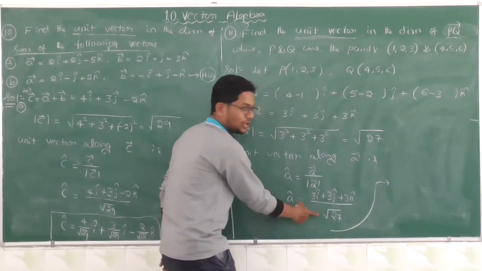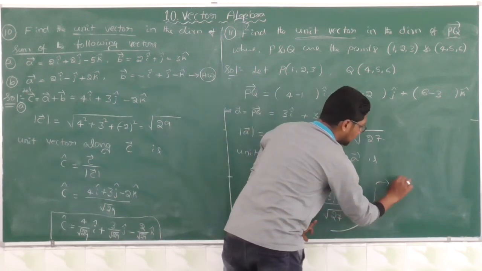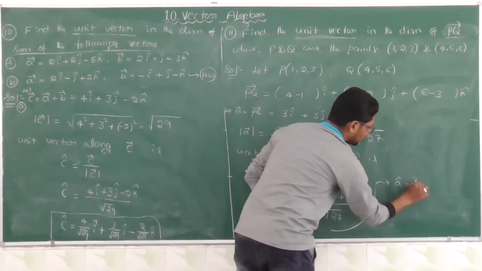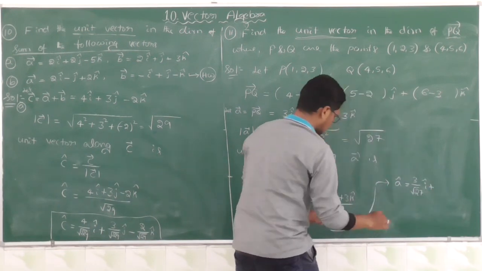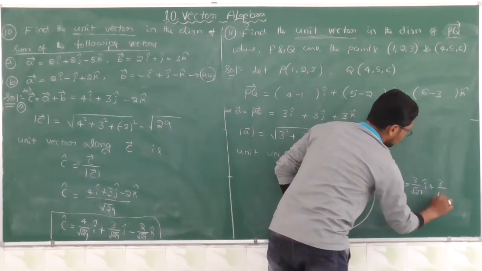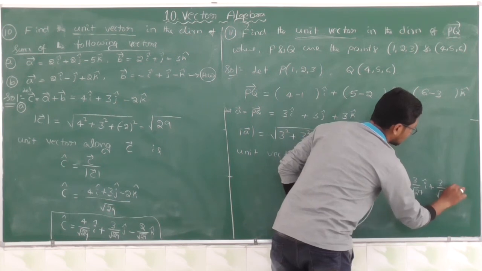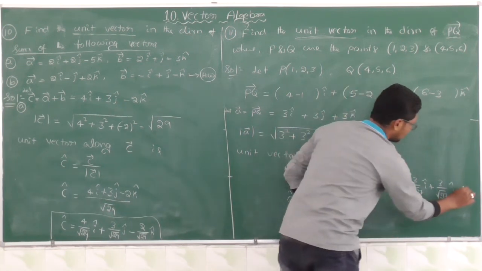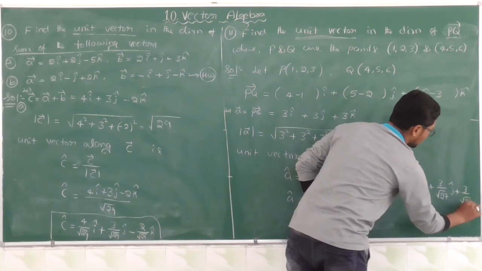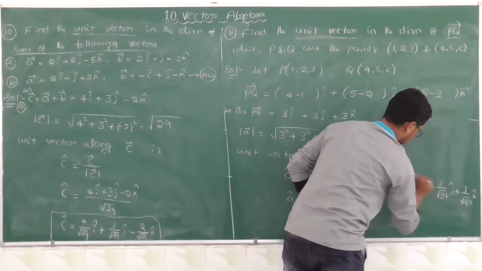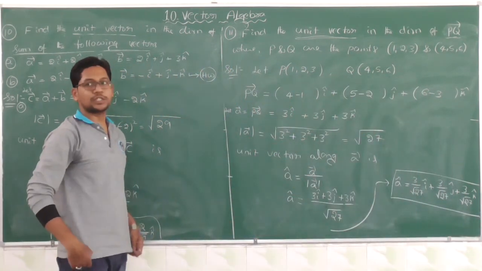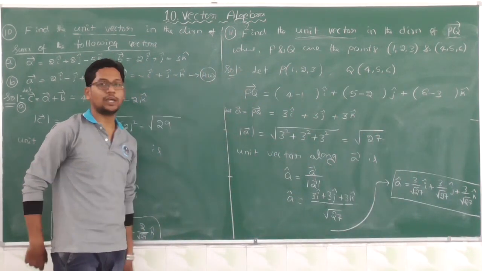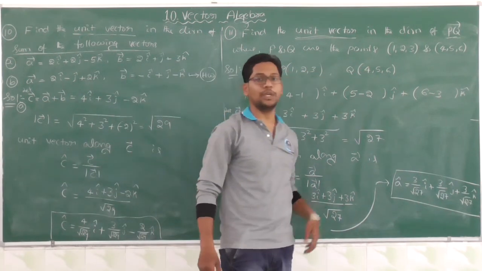Next, in the denominator we have square root of 27. I will split this. A cap equals 3 by square root of 27 i plus 3 by square root of 27 j plus 3 by square root of 27 k. Hence, it is a unit vector along the direction of PQ vector.